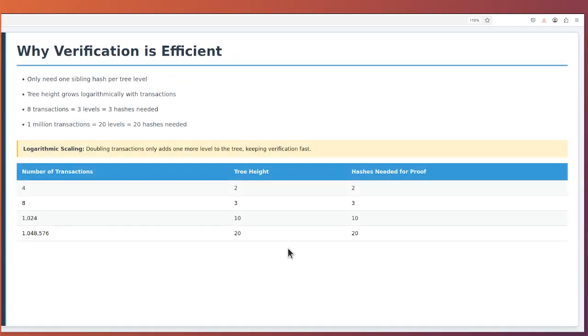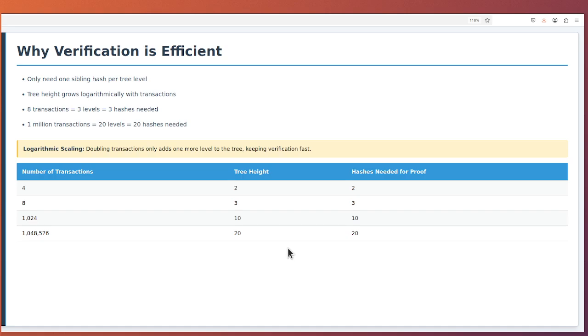Why verification is so efficient. The efficiency of Merkle tree verification is where things get really impressive. At first, you might think, wait, I still need to hash my way up the tree level by level, isn't that a lot of work? Actually, it's incredibly efficient, and here's why.